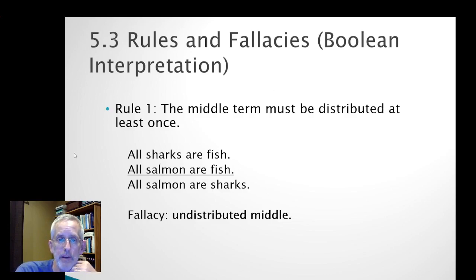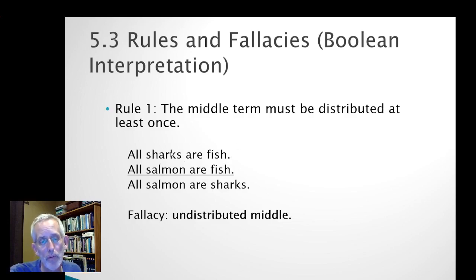Okay, so rule 1 is that the middle term must be distributed at least once. So what does that mean? It means that when we look at a categorical syllogism and we're evaluating it for validity or invalidity, we first identify the middle term in the premises. So remember, the middle term is the term that's shared between the two premises, and in this example it's the word fish. And so we ask ourselves, is distribution taking place in one of those instances?